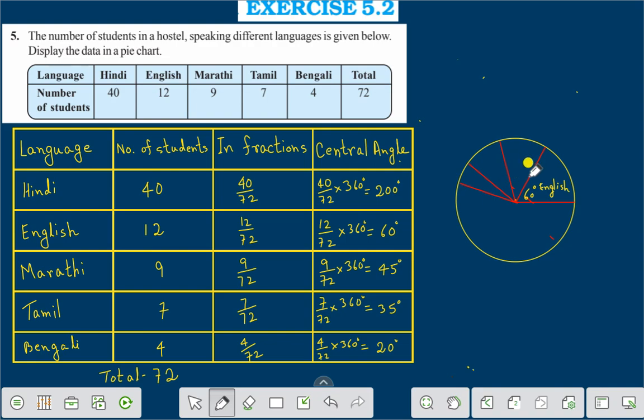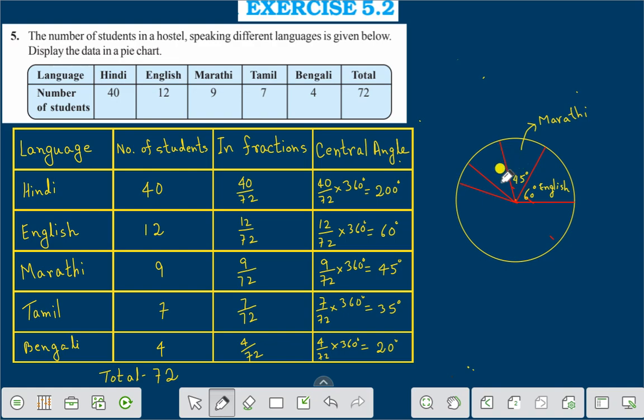This angle is 45 degree. And this one, 45 degree, means Marathi, M-A-R-A-T-H-I. This is Marathi, 45 degree.